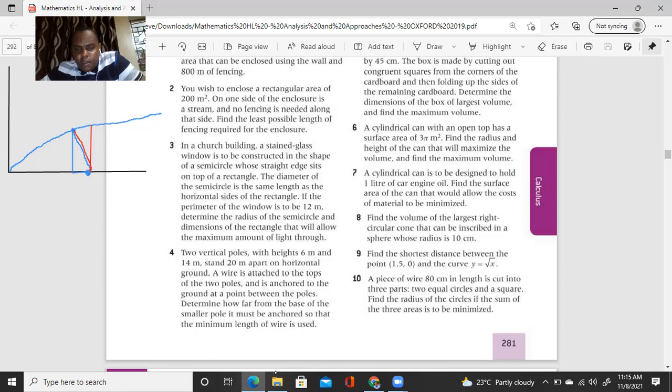Okay, so 1.5, 0. The curve y equals square root of x. Just one second. I don't know whether I'm overthinking it. So that is 1.5. This is the curve. And would you have to find this point, P? Yeah. Okay. And how would you find that?